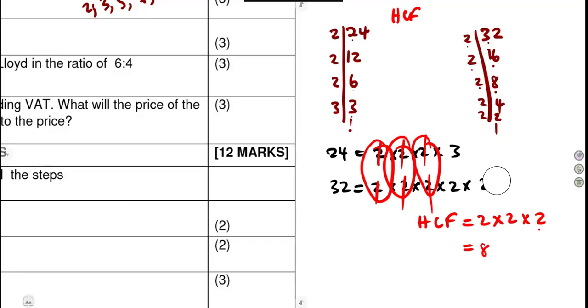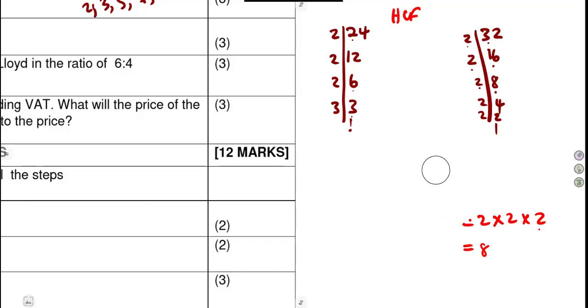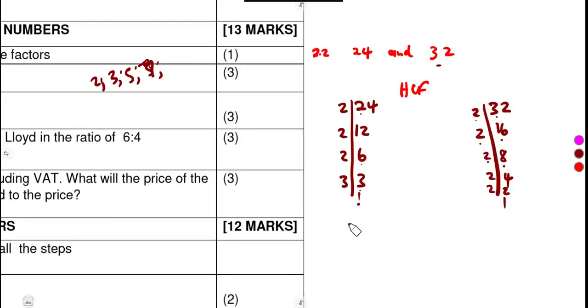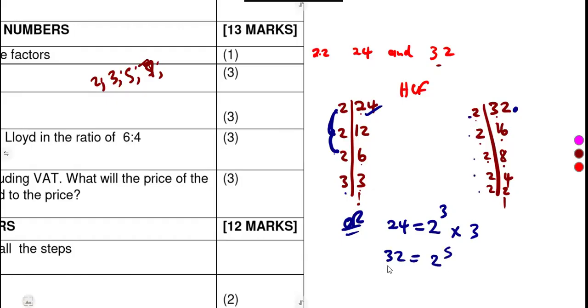You could have written these numbers as a product of their prime factors in index form. This is another way that you could have obtained your HCF. 24, this number that we are seeing, can be written as what? Remember, 2 here is multiplying itself how many times? 1, 2, 3. That's 2 times 2 times 2, which is 2 to the exponent of 3, times this 3 that we are seeing. The 32 that we are seeing here is same as what? How many 2's do we have? 1, 2, 3, 4, 5. 2 to the exponent of 5.